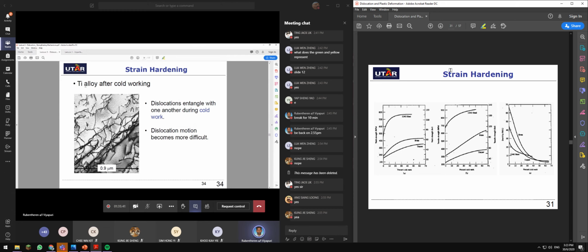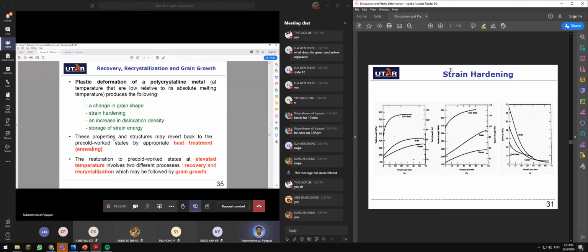Just a small example of titanium alloy after cold working. Dislocations tangle among one another during cold work, and dislocation motion becomes more difficult because of lots of grain boundaries being introduced.